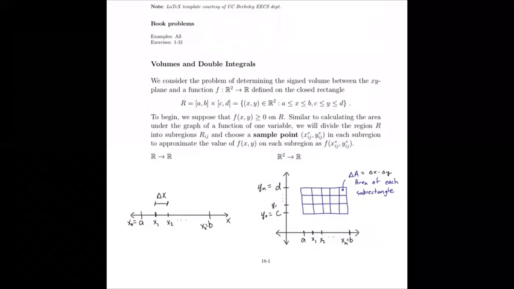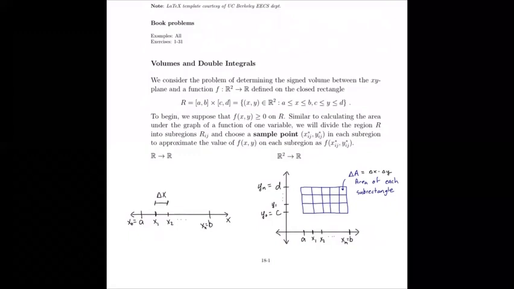So we split up the y-axis into n subintervals, 0 to n here, and then the x-axis into m subintervals, and that'll form n times m subrectangles.